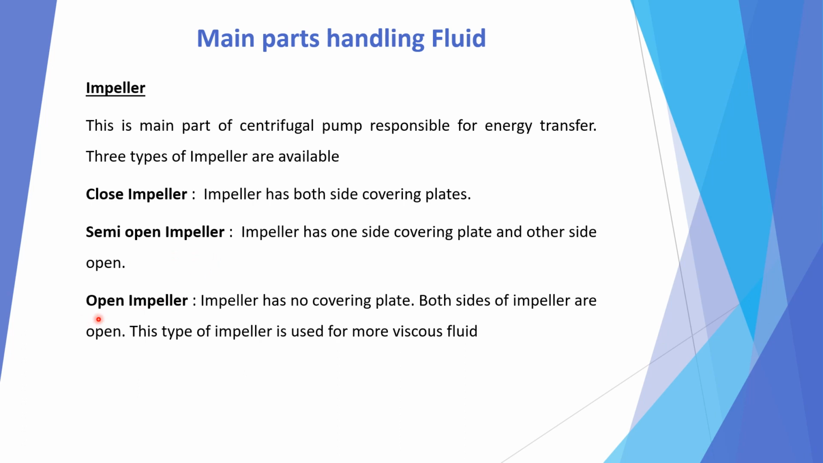In a centrifugal compressor, there is no such arrangement as an open impeller. In a centrifugal compressor we have only closed and open, and in a centrifugal pump it has three. The open impeller has no covering plate, so both sides of the impeller are open, and this type of impeller is used for more viscous fluid.